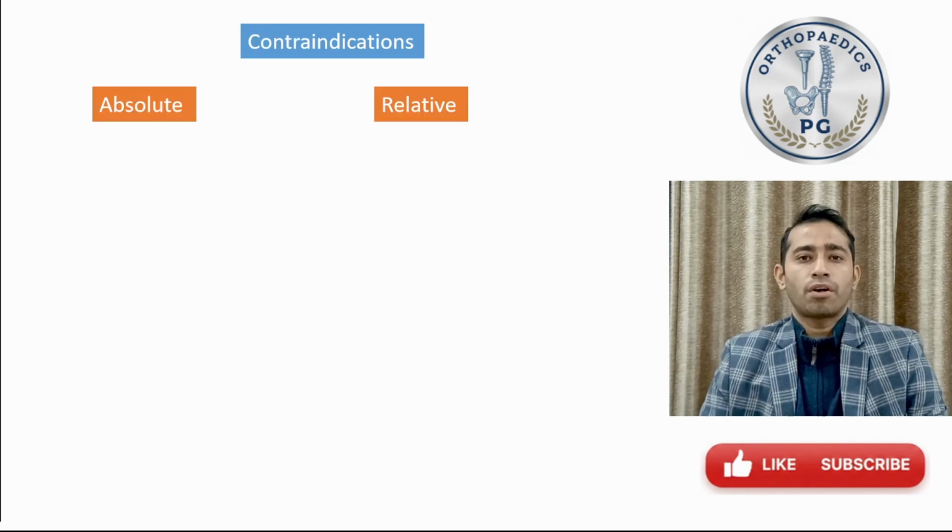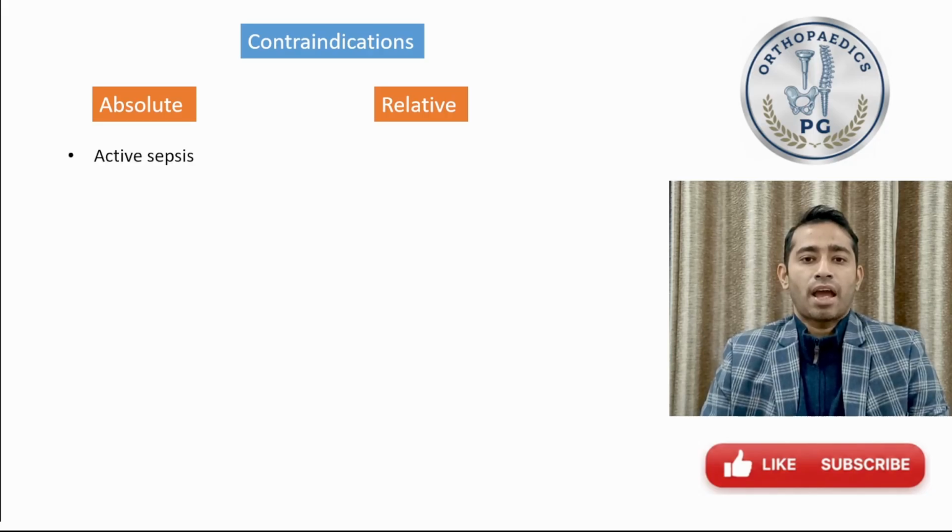Coming to the contraindications of hip arthrodesis. There are absolute contraindications and relative contraindications. The only absolute contraindication is active sepsis of the joint. So if there is infection of the joint, we must treat it and the joint must remain free of infection for a few months before arthrodesis is attempted.